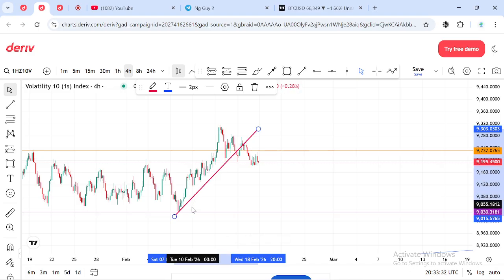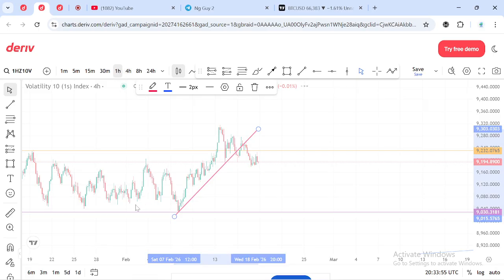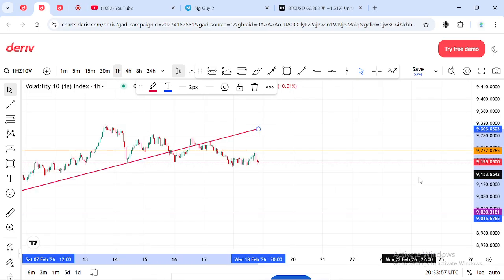Now I am connecting it using the wicks. Some persons would like to connect their trend line using the body of market, but for me I prefer connecting my trend line using the wick of the market. So you can see I've connected my trend line nicely. It has given us a break and retest and continuation. So I think I was able to catch myself here, but I used the smaller time frame confirmation. So this was how I got my sell.